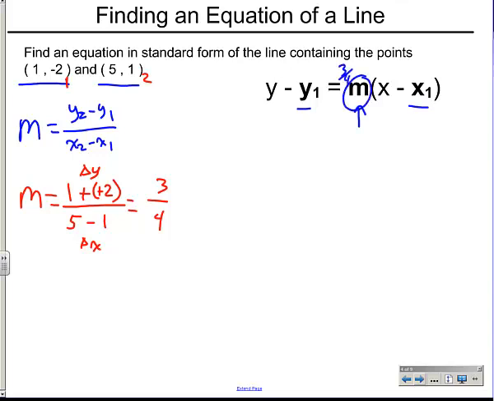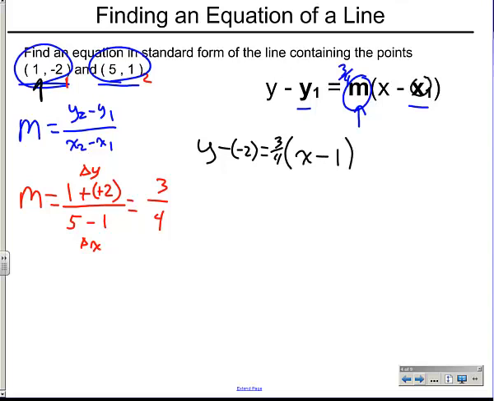All I've got to do now is choose a point. I can either use the first point or the second point to substitute in, and I'm going to go ahead and do both points. I'm going to use the first point here first, (1, -2). So y minus -2 equals, and in place of m, I'm putting 3/4 for both equations. 3/4, then I've got an x minus, and then this other x over here is going to be a 1. Okay, so the first thing I want to do is clear my fraction.